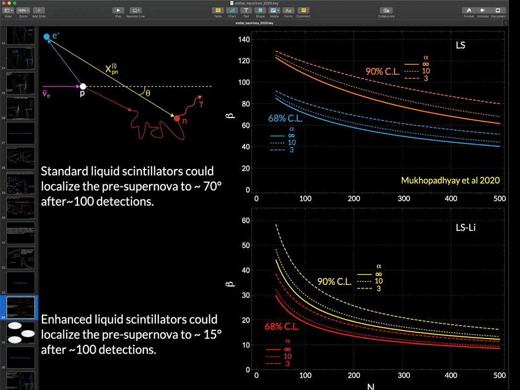The neutron will be a high energy neutron, and it's going to have to thermalize before it reacts with, let's say, the gadolinium or whatever your additive is to the liquid scintillator, before it releases a gamma. And so when you measure these, you have information on where the electron positron annihilation point was.